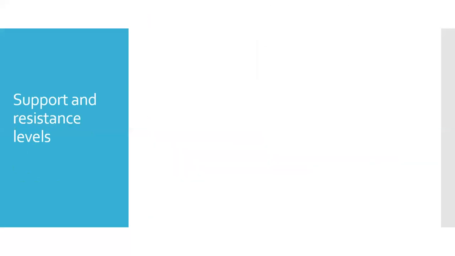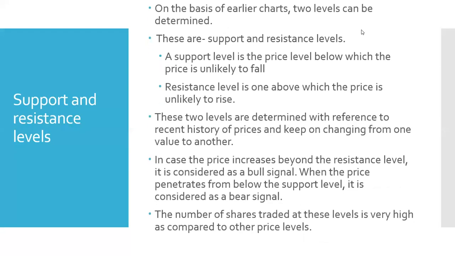On the basis of PFCs or on the basis of any of the previous charts, you can draw two levels. These levels are support and resistance levels. Support level is a level below which price is not likely to go, in the short term at least. And resistance level is a level above which price is not likely to go in the short term, right? A support level is the price level below which price is unlikely to fall, and resistance level is one above which the price is unlikely to rise.